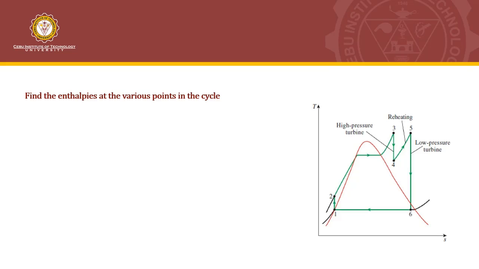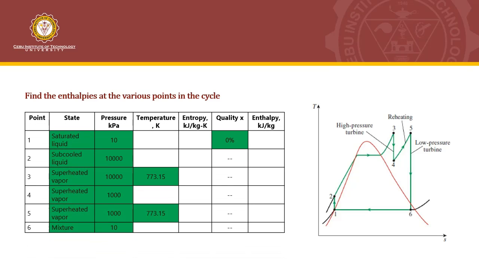So after drawing the diagram, the next step is to find all the enthalpies at those important points. So I use here the software. First, I tabulated using this table points 1 to 6. So I will start with point 1. I know that point 1 from the given is saturated liquid with a pressure of 10 kilopascal. So that is the only given for point 1.